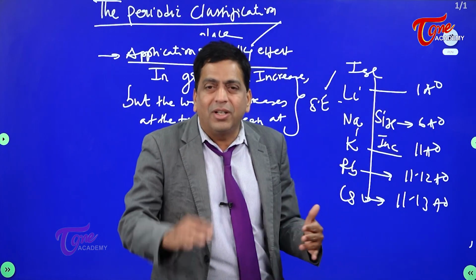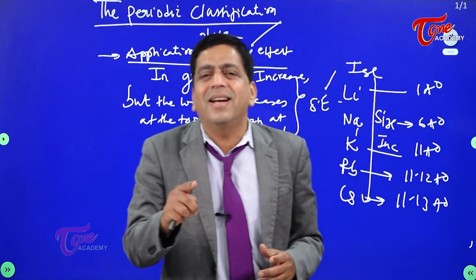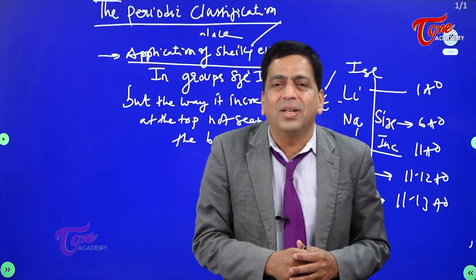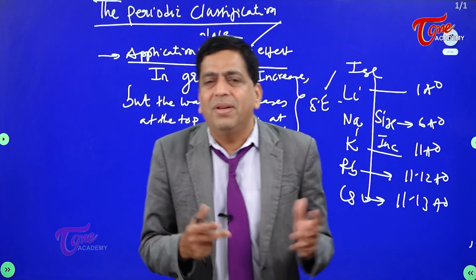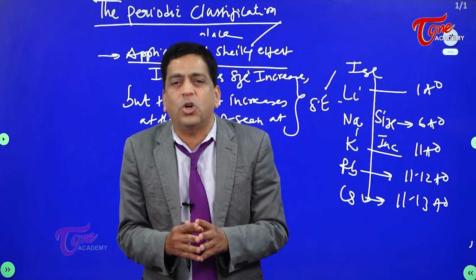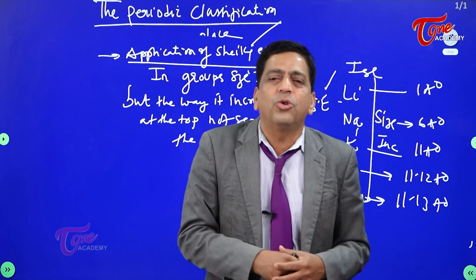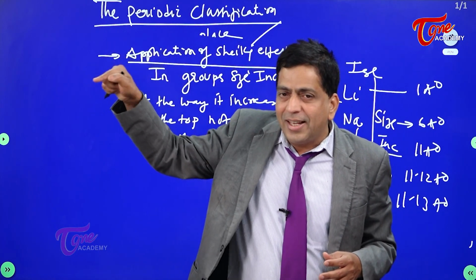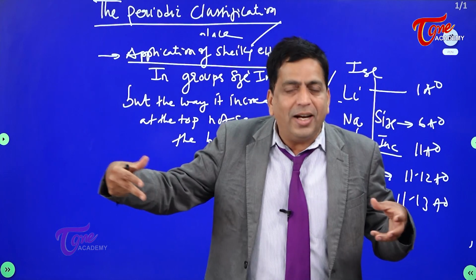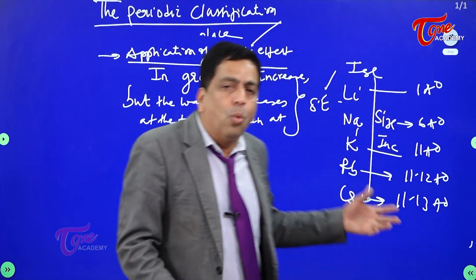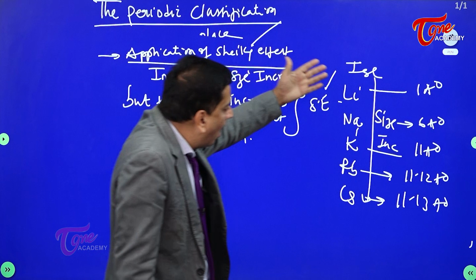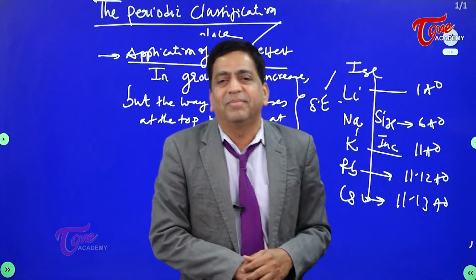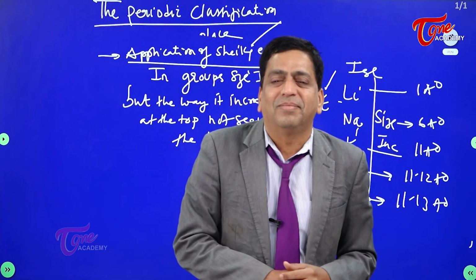But if you go down the group, the electrons are entering d and f, and I was telling you that d and f are poor shielders. When they are poor shielders and most of the electrons are occupying d and f, they are unable to shield the nuclear force of attraction. So the outermost shell is slightly pulled inwards, thereby the way it increases at the top is not seen at the bottom. You must understand.